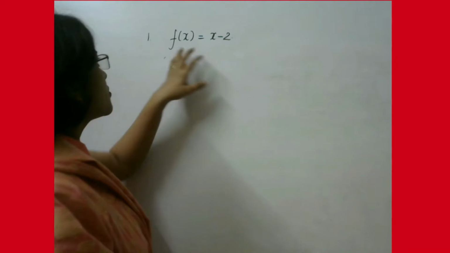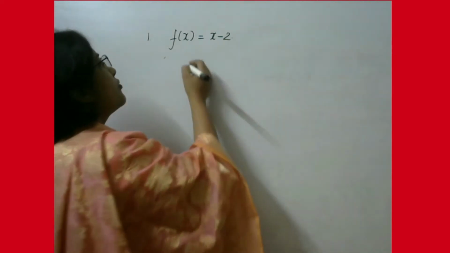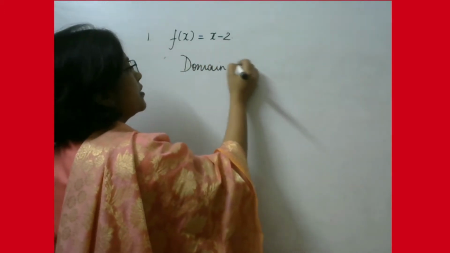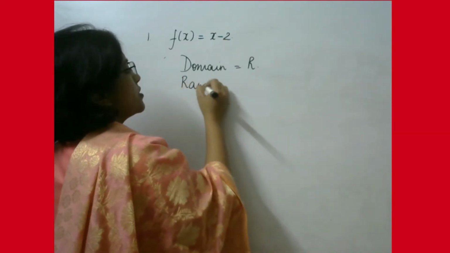Today we'll be doing questions based on domain and range of a function. So let's begin with the most basic one, that is a linear function. So we have taken x minus 2. Now, the domain of any given linear function is real numbers and the range is also real numbers.